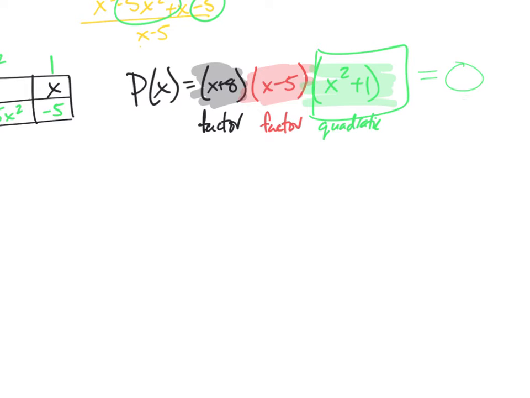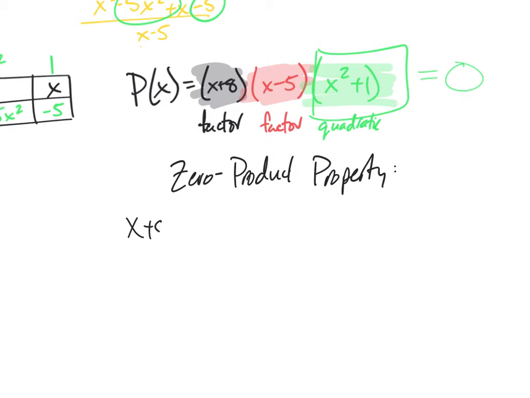Now what I'm going to do to get there is apply the zero product property. It says x plus 8 is 0. That's fine. I also have my x minus 5 equals 0. And then lastly, I have my x squared plus 1 equals 0. These two are quick.